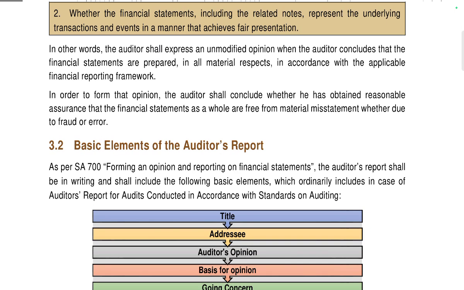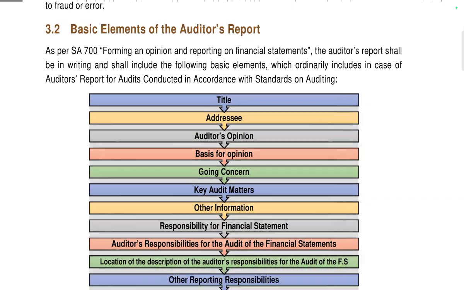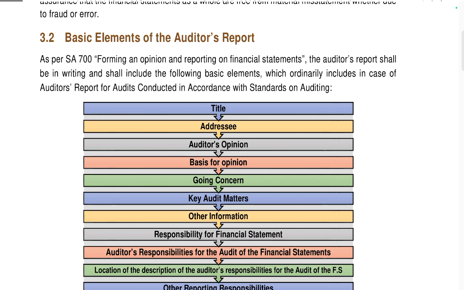In order to form an opinion, the auditor shall conclude whether they have obtained reasonable assurance that the financial statements as a whole are free from material misstatement, whether due to fraud or error. Basic elements of the auditor's report. Standard on Auditing 700: forming an opinion and reporting on financial statements. The auditor's report shall form an opinion and report on the financial statements.